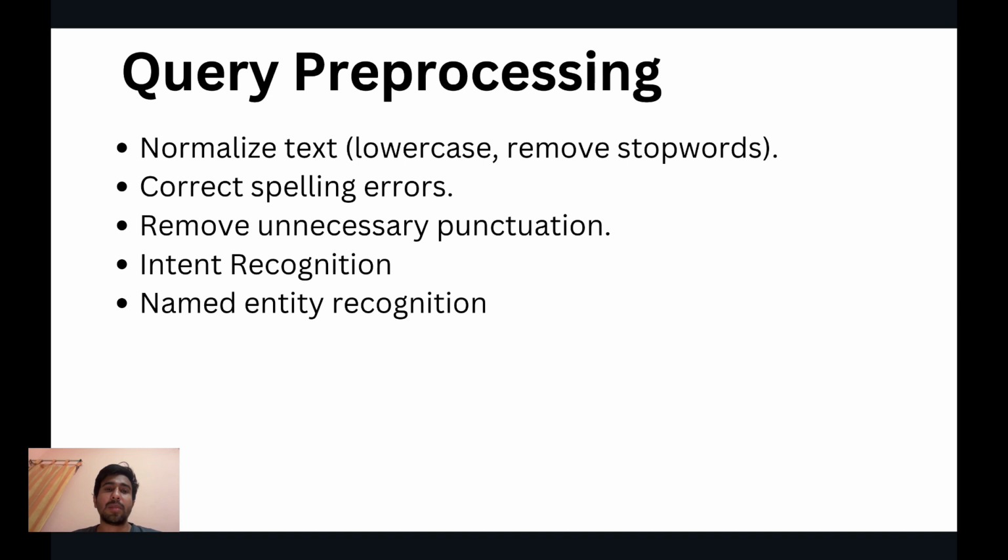So first comes the query pre-processing. It is like basic pre-processing of text. We can normalize the text, like convert it to lowercase, remove stop words. We can correct the spelling errors, remove unnecessary punctuation. We can apply intent recognition on the user query to better understand the user intent. Also, you can apply named entity recognition to better understand the user query and the context of the user query.